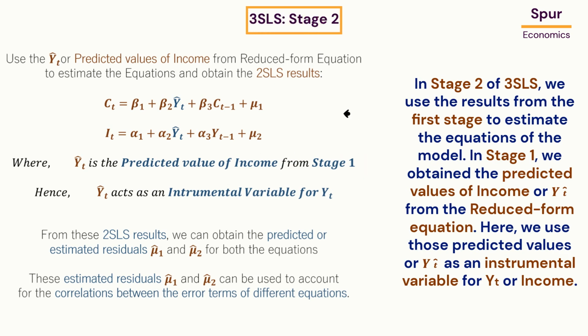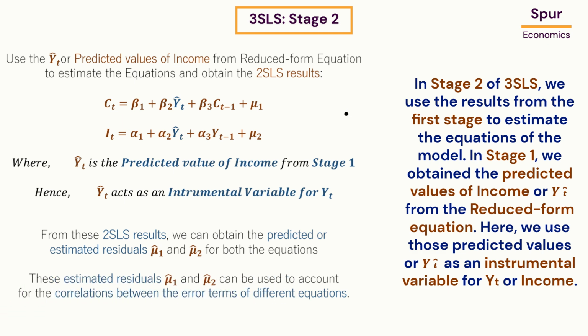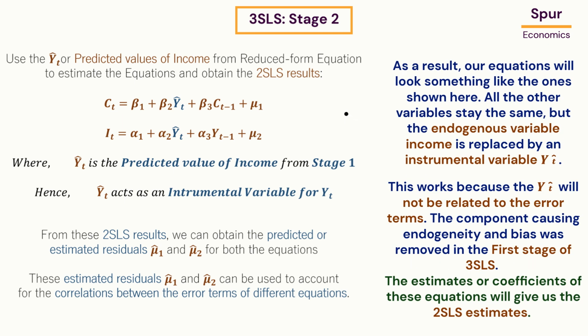In stage 2 of 3SLS, we use the results from the first stage to estimate the equations of the model. In stage 1, we obtained the predicted values of income or YT cap from the reduced form equation. Here, we use those predicted values or YT cap as an instrumental variable for YT or income. As a result, our equations will look something like the ones shown here. All the other variables stay the same, but the endogenous variable income is replaced by an instrumental variable YT cap.